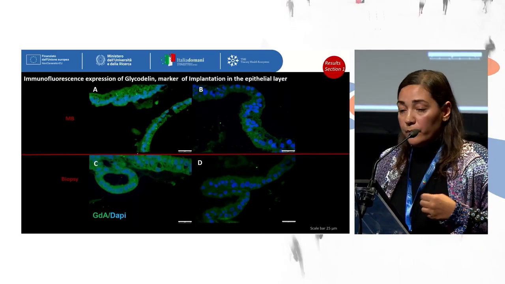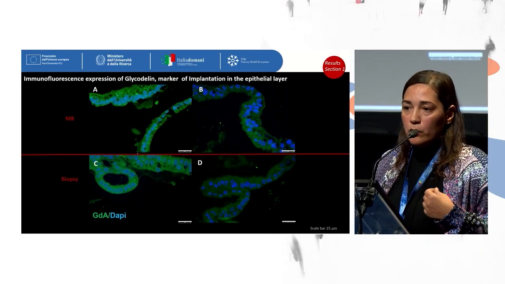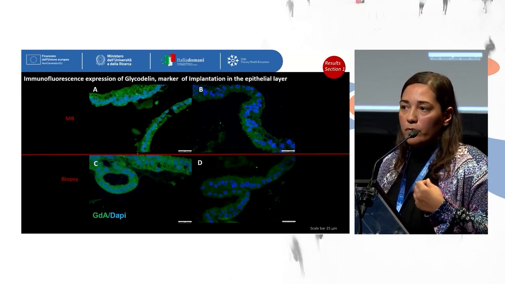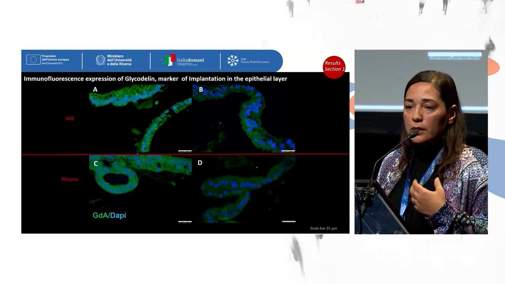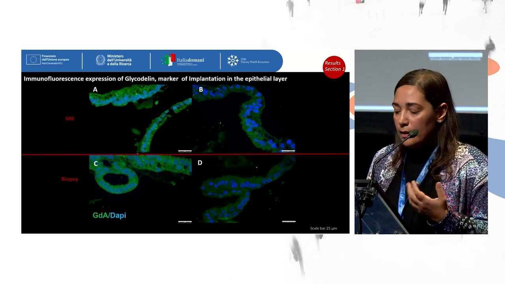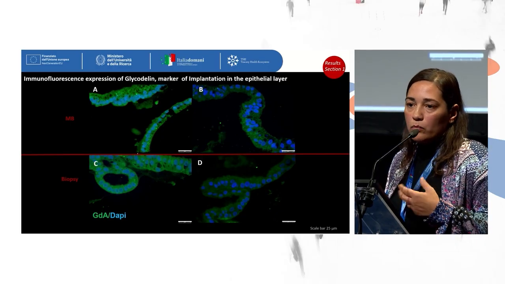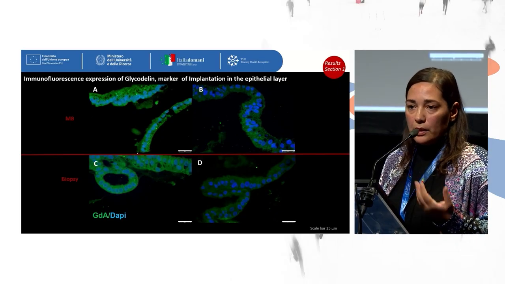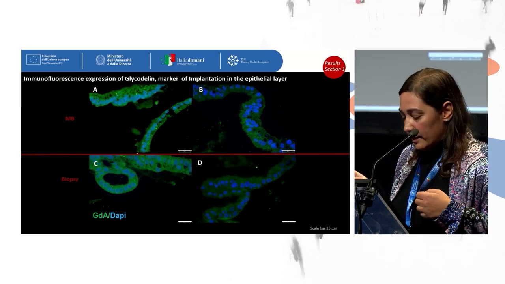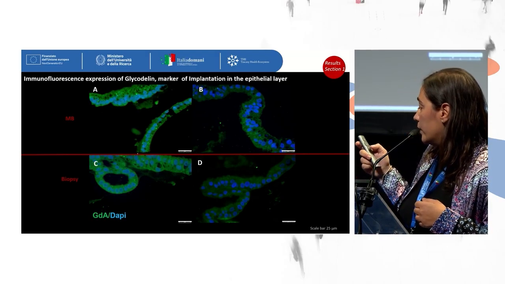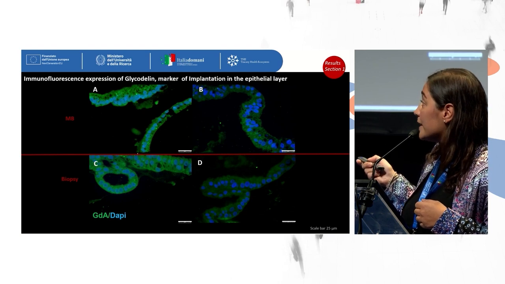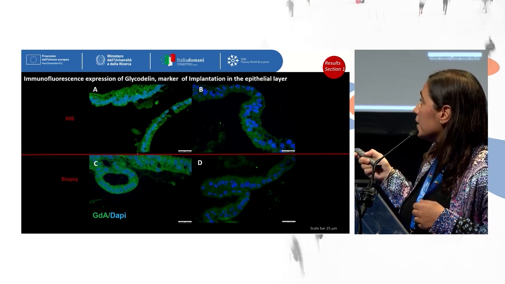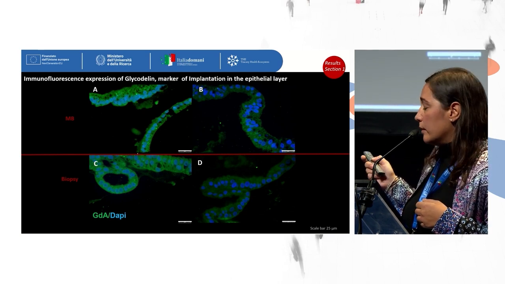Moving on, the organoids also have a biomarker for the implantation, and we wanted to check if after stimulation these organoids could express one of the markers for the implantation, that is the glycodelin. As you can see in both derived organoids, we can see in green the expression increased in the stimulated organoids.